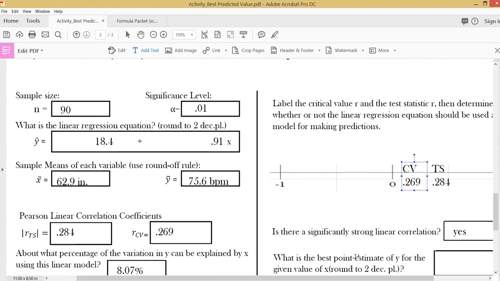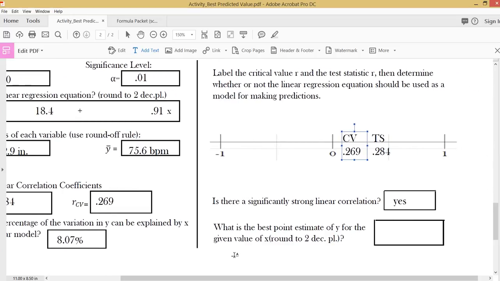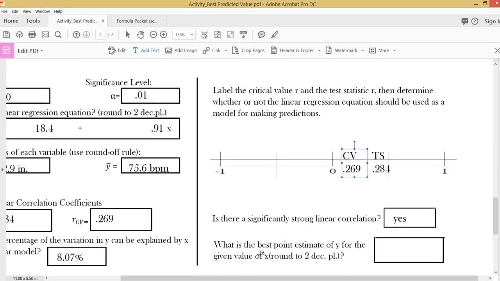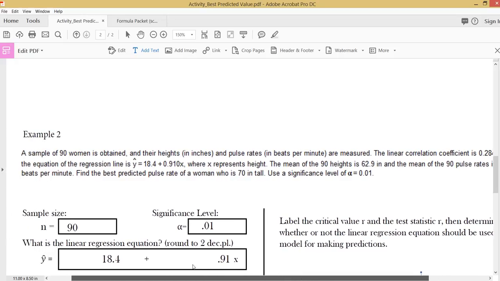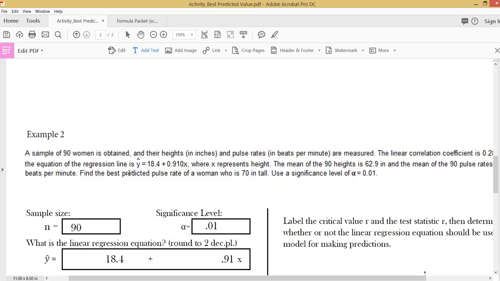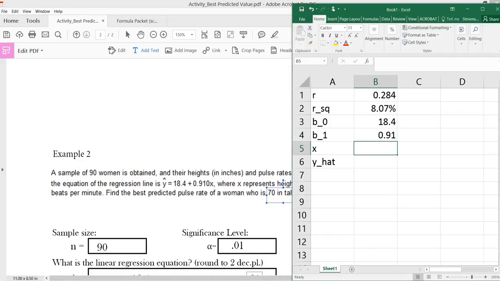So let's look at this question again. It says, what is the best point estimate of y for the given value of x? So where was the value given? It says it was the given value of x. So it must have been given up here in the represented problem, right? Somewhere it's telling us, and it's that almost last sentence, it says, find the best predicted pulse rate of a woman who is 70 inches tall. Well, there's your specific value of x to put into the formula.